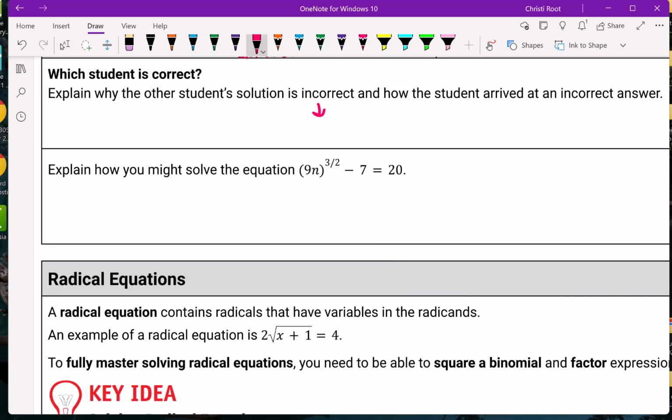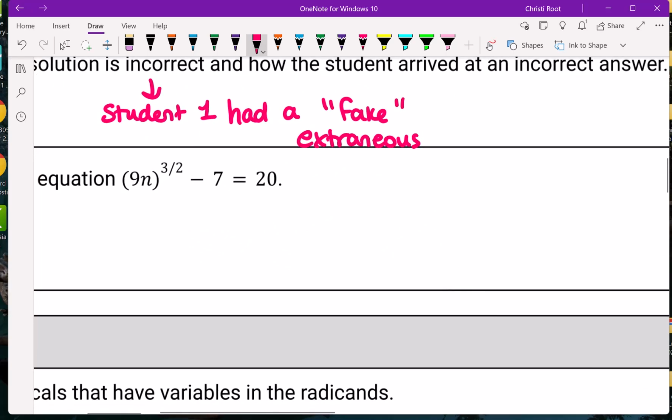It's because student 1 had a fake, we call it extraneous solution. That only occurs when you wind up squaring a variable while you are solving. In part 1, which is today, you don't have to worry about that so much. A good rule in general, anytime you do a square root, any kind of even root, you have to check your answers, okay?